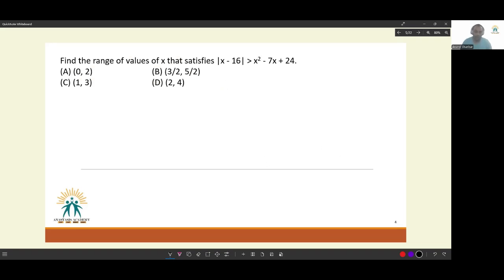Next, find the range of values of x that satisfies |x - 16| is greater than x² - 7x + 24. Okay. Now see, again, I am very, very partial towards solving it via graphs because graphs are something I understand very well. So I'm very partial towards solving it via graph, and that is the path I'm going to take here. Let's say this is the x-axis.